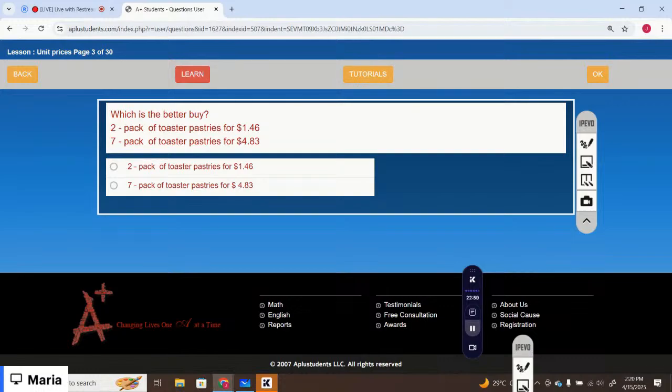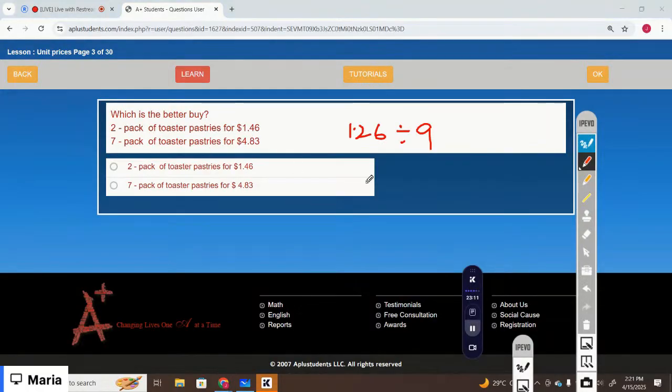Which is a better buy? Two pack of toaster pastries for $1.46 and seven pack of toaster pastries for $4.83. So you need to see which one is a better buy. So just divide 1.46 by 2 to calculate the price of per pack. And for the other one, just divide 4.83 divided by 7. So 1.46 divided by 2 is 0.73 and 4.83 divided by 7 is 0.69.